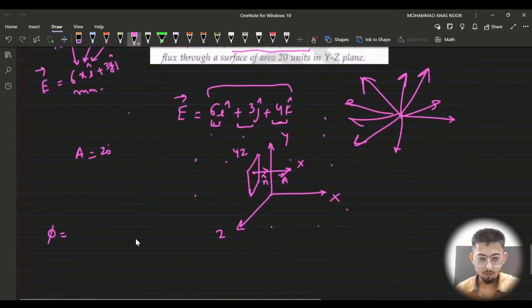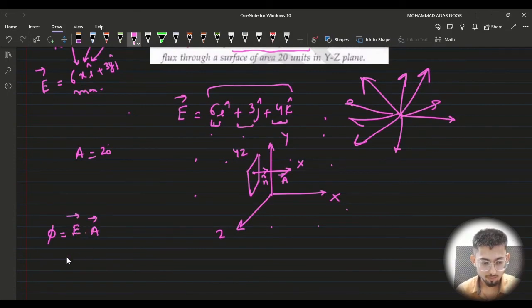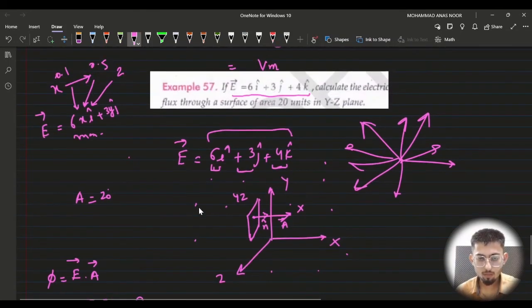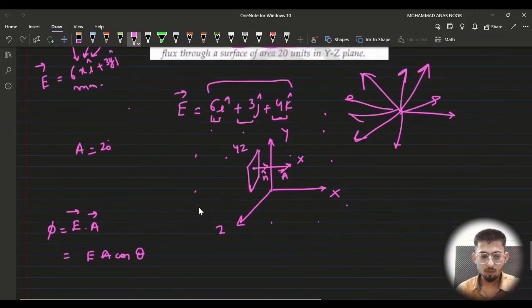So the way we can use this is the formula E dot A. What is E dot A? It is E A cos theta. So we don't need this; I think we can directly use E dot A. You know how we find the dot product when we are given i, j, k?